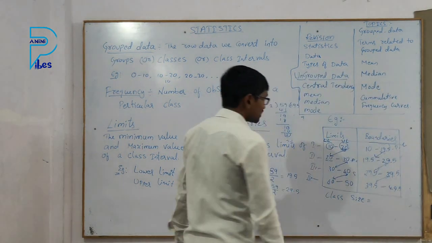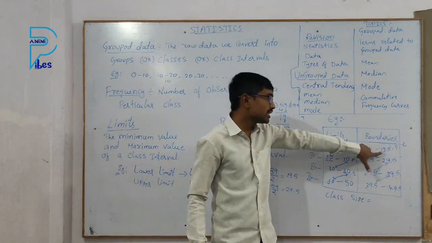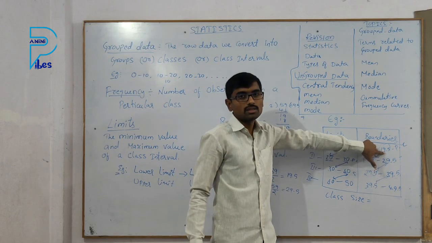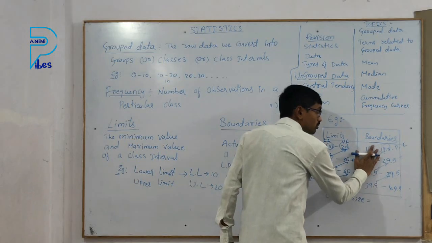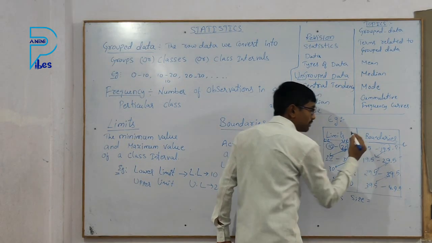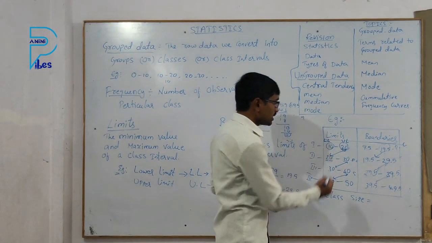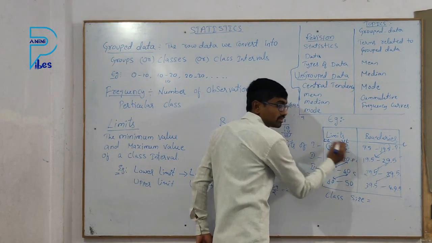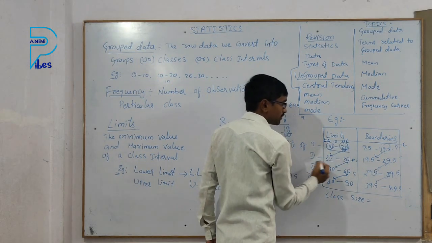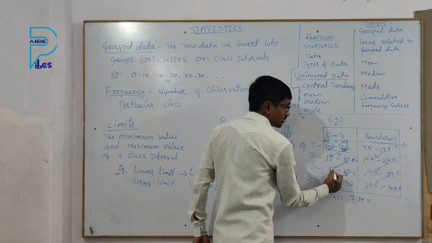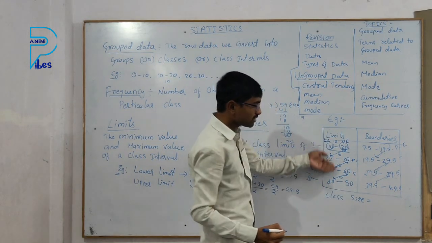So the formula for finding the lower boundary and upper boundary is the average of the maximum value of the preceding class interval and the minimum value of the succeeding class interval. So here also I have to remove 0.5. Why? Because see here the common difference of these both is the same. See, 20 minus 10, here I will get common difference as 10. 30 minus 20, 10. 40 minus 30, 10. 50 minus 40, 10. The common differences are the same.